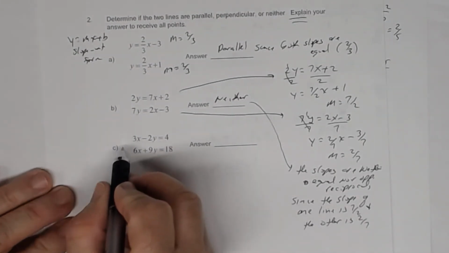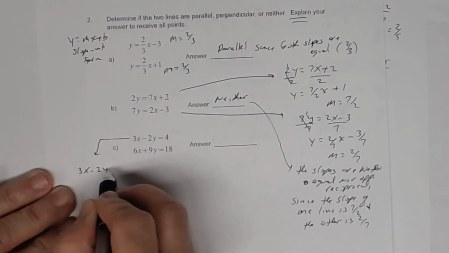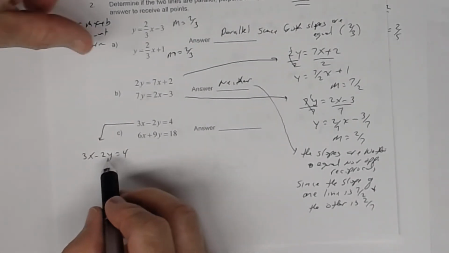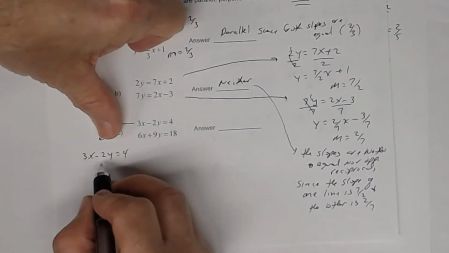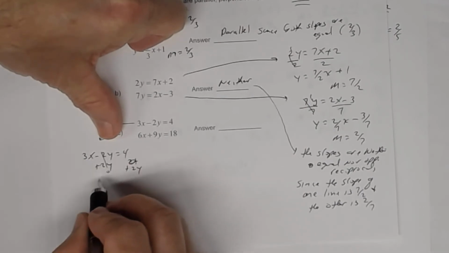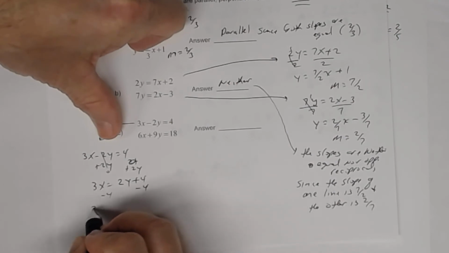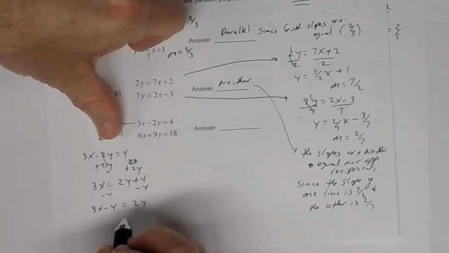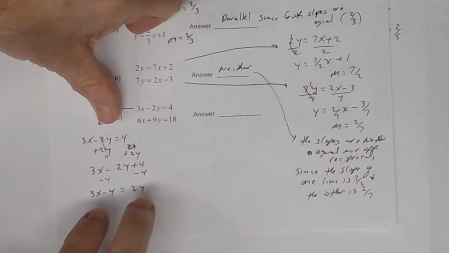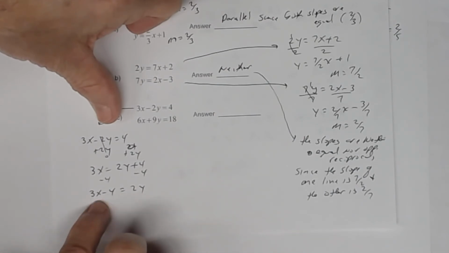So in part C, let's go ahead and get this in slope-intercept form. So we have 3x minus 2y equals 4. I'm going to go ahead and bring the 2y to the other side. So I'm going to add 2y to both sides, just like this. When I do that, I get 3x equals 2y plus 4. Subtracting 4 now, I get 3x minus 4 equals 2y, right? And remember, I'm going to rewrite this because of the transitive property.